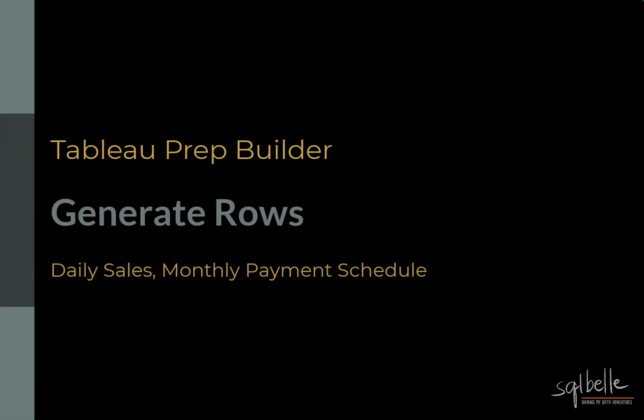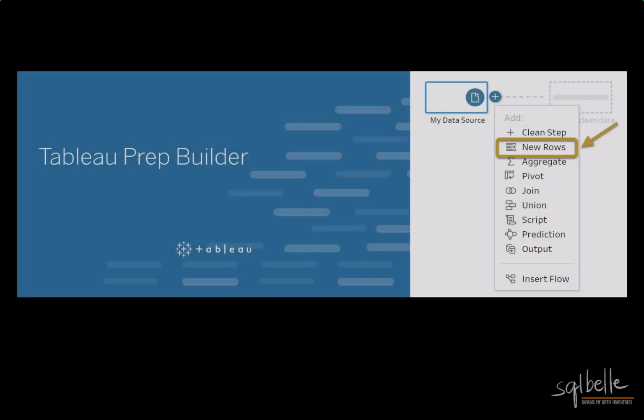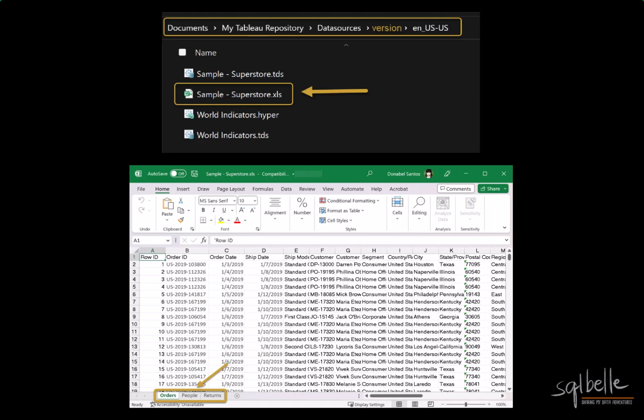In this quick tip, we will look at how to generate new rows using Tableau Prep Builder. There is a functionality in Tableau Prep Builder that allows us to generate new sequential rows based on integer or date fields. I've created two sample datasets so we can demonstrate two use cases.